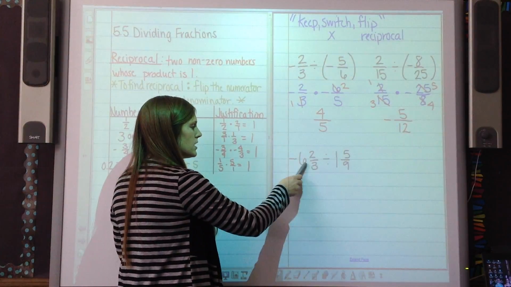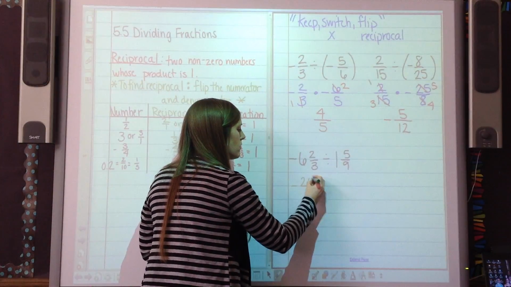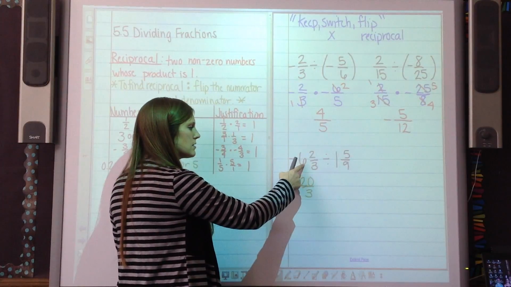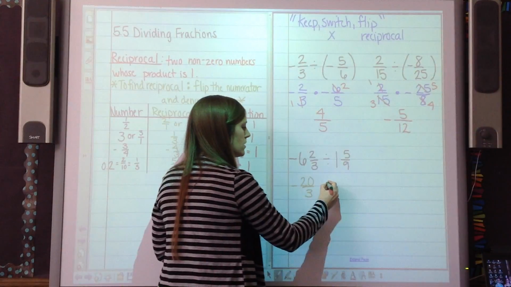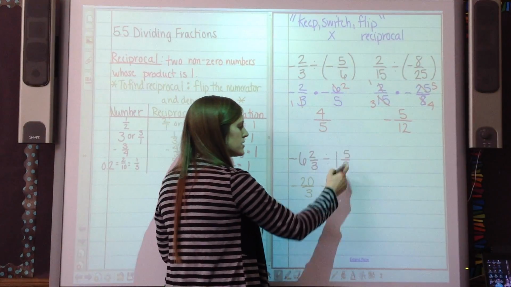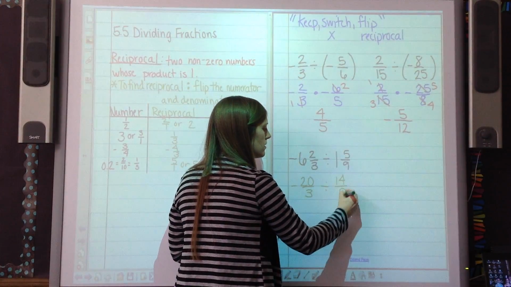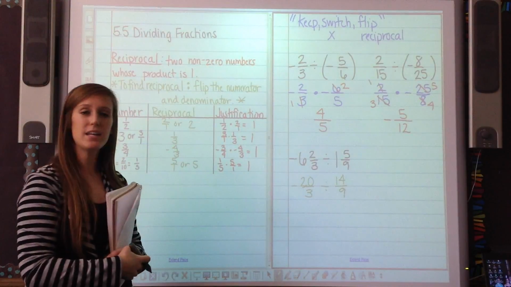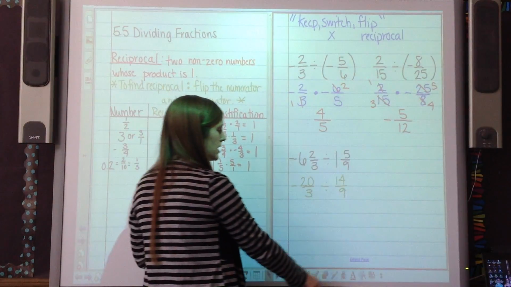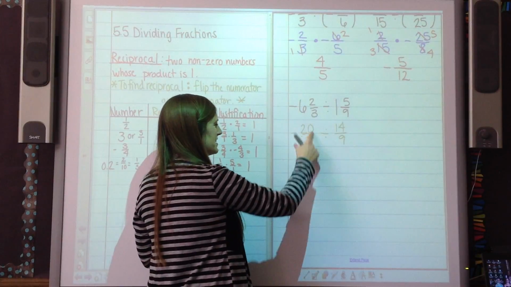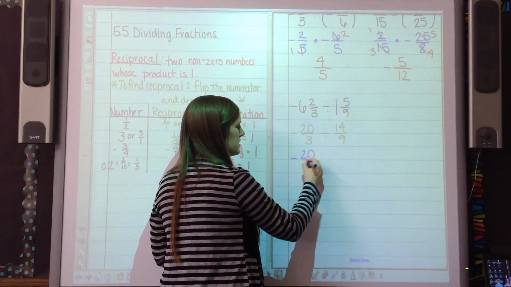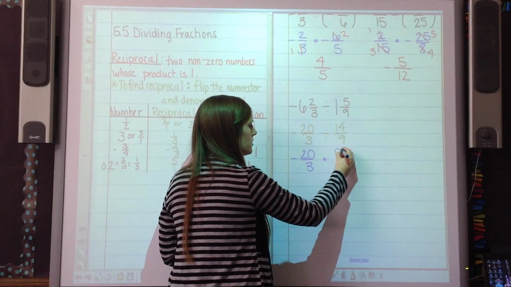So this becomes negative 20/3. I did 3 times 6 is 18 plus 2 is 20. The denominators stay the same. 9 times 1 is 9 plus 5 is 14. I cannot divide. I'm going to turn it into multiplication by keep, switch, flip. Keep, switch, flip.